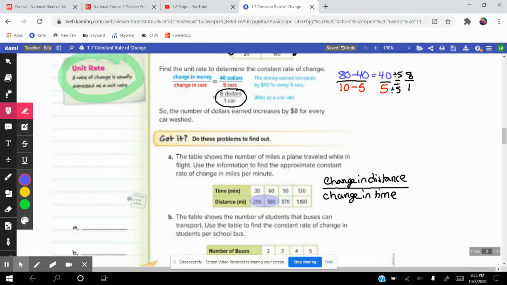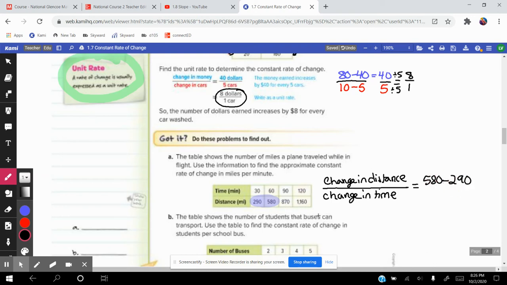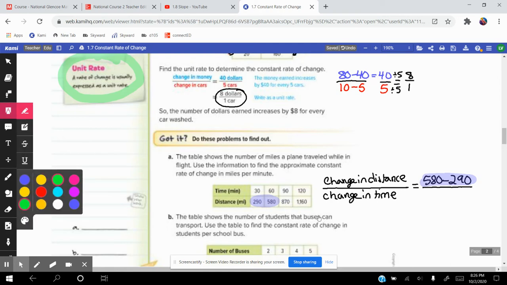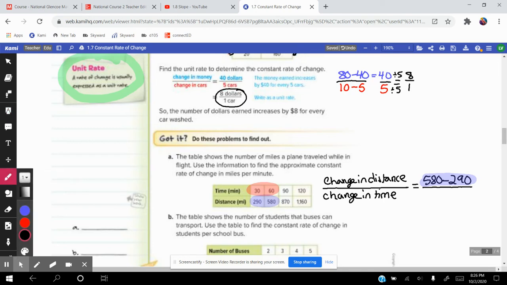So I'm going to choose two values. I'm going to go with the first two. And I'm going to take 580 minus 290. So that's my change in distance. Then I'm going to find my change in time, which is the 30 and the 60. I do want to make sure I write it in the same order as my distance, meaning 580 corresponds to 60. So I'm going to put the 60, and then subtract it from 30.